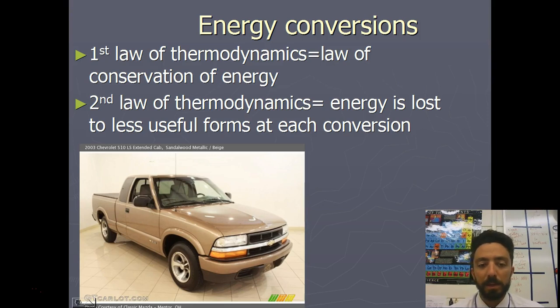The second law is a little bit different. What it says is that energy is lost to less useful forms at each energy conversion, which means every time we convert that energy to a new type, we're losing some of that energy to less useful forms. And in most cases, that less useful form is that latent heat I was telling you about on the previous slide.